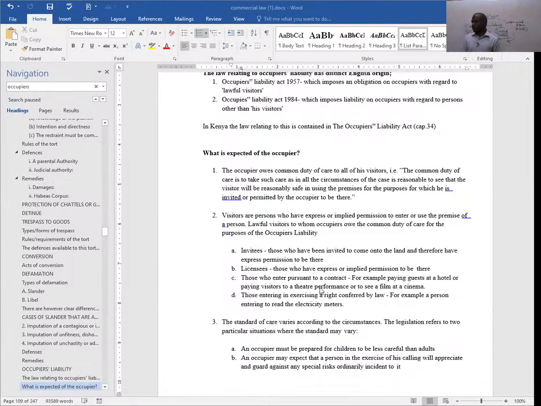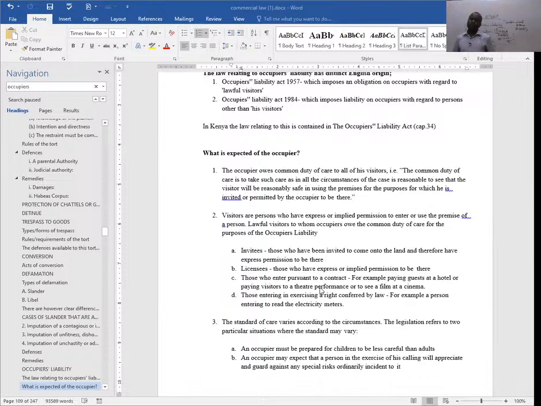So the standard of care varies according to the circumstances. The legislation refers to 2 particular situations where the standard may vary. An occupier must be prepared for children to be less careful than adults. In a situation where you have children, you expect them to be less careful while using the premises. So you must take the highest precautionary measures, especially if those visiting the premises are children, because they need more guidance to ensure their safety.